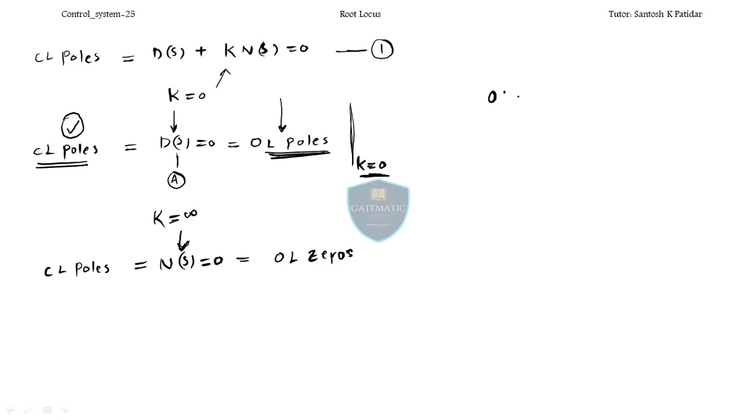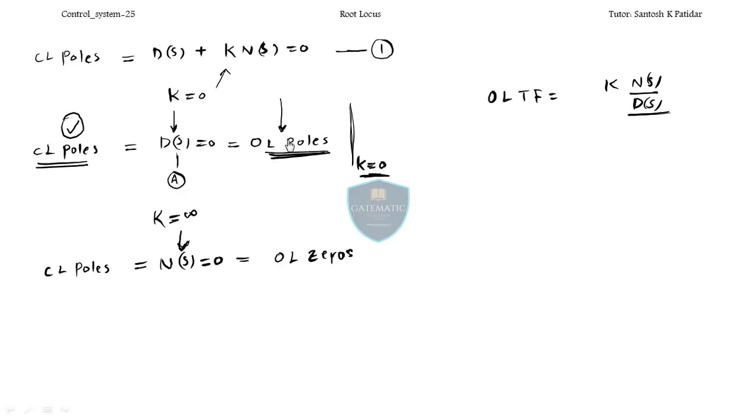Because the open loop transfer function we have seen there, k ns by ds. So here ds was the open loop pole, and ns was nothing but the open loop zeros. So at k equal to infinity, the closed loop poles are nothing but the open loop zeros. At k equal to 0, your closed loop poles are nothing but the open loop poles.